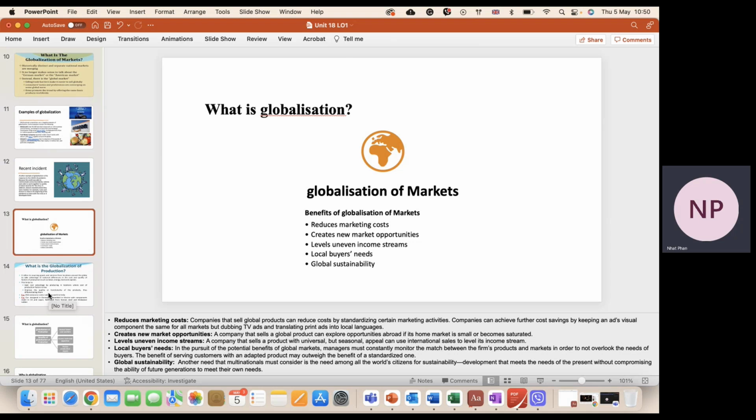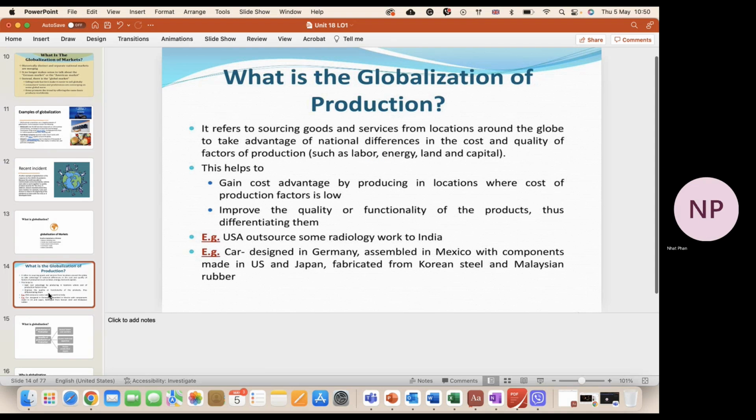We move next to globalization in production. This refers to sourcing goods and services from locations around the globe to take advantage of national differences. As I told you in one of the examples before, if your country is good at making coffee and agriculture, and another country is good at engineering, you can think about how to take advantage of what you are good at and trade with other countries. At the same time, a country that is very good at manufacturing or engineering can think of how they can trade the products to you.